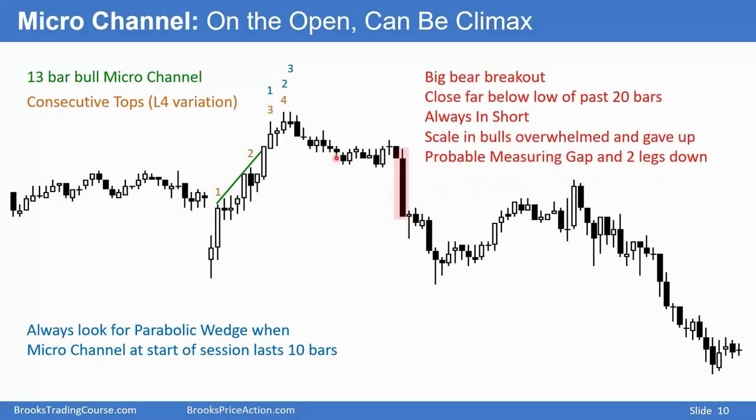Big bear bar, closing below the lows of the past 20 or 30 bars, far below those lows. The market's always in short for at least a small second leg down. The scale-in bulls who were buying all the way down gave up. They were overwhelmed, probably a measuring gap. The bulls tried to reverse here, but look at this high compared to that low. This is simply a breakout test of that low, and it failed, and we got a big second leg down. So leg one, pull back, leg two.